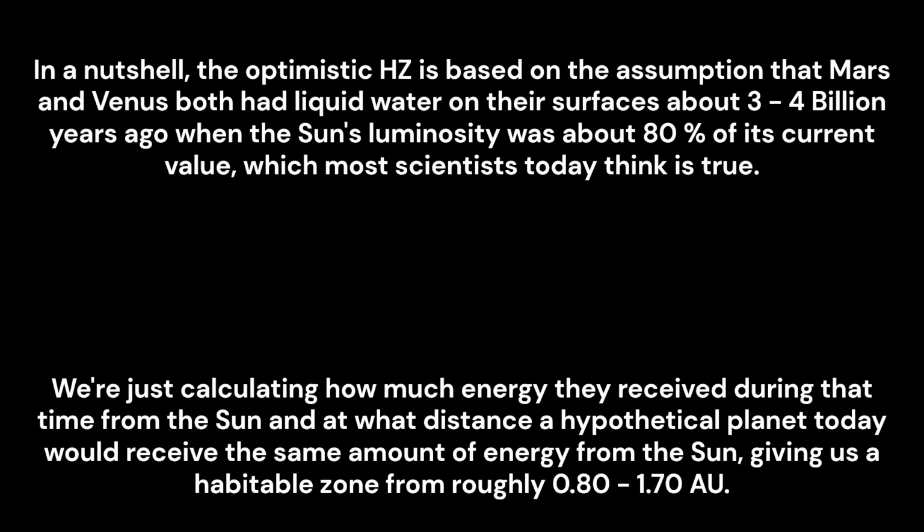this value. Anything within the optimistic habitable zone can be habitable, although planets within the conservative habitable zone tend to be more Earth-like. But as you'll soon see, nothing in this system is even remotely going to resemble conditions that we're used to here on Earth.